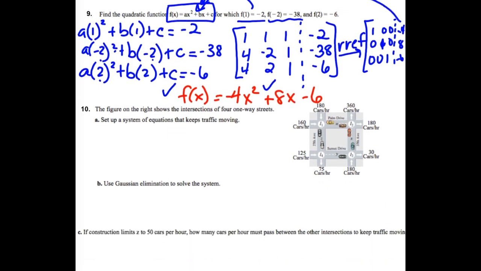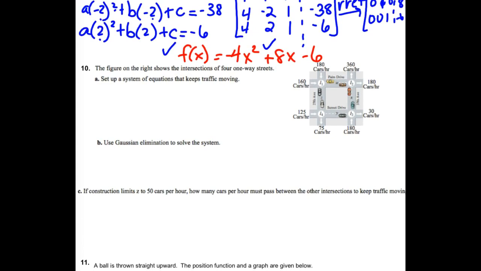All right, our second question. The figure on the right shows the intersections of 4 one-way streets. You are going to have to be very careful with which way the arrows are going. If you can't read it on your test, make sure you come up and ask. Okay, so looking at the arrows here, this 180 is going in, Z is coming out, it's going into intersection 4, and then coming out is 75. So we're going this direction for that road.